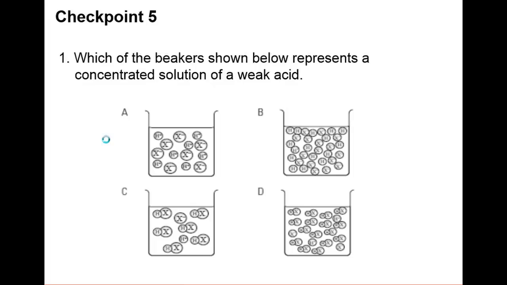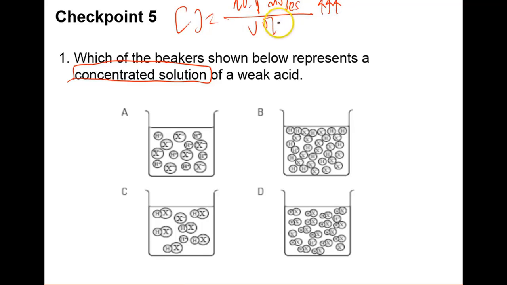Alright, so for checkpoint 5, which one of the beakers below represents a concentrated solution of a weak acid? Concentrated solution means that you must have a lot of the acid per unit volume. So you have concentration equals number of moles over volume. So you must have a lot of moles in a unit volume. A weak acid is partially dissociated in water to give H+ ions.